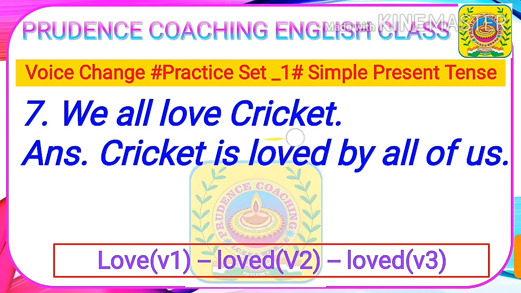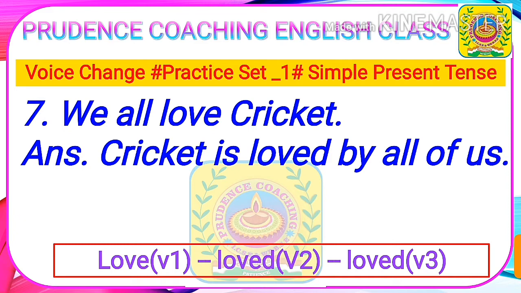Here the object of the active voice is cricket, which will become the subject of the passive voice, and here the verb is in simple present tense, and the statement is in affirmative sentence. So according to the new subject, that is cricket, which is third person singular, we need to choose a be verb that is from is, am, or are. Here cricket is third person singular, so we will use is after that, and we need to write the V3 form of the given verb. Love will become loved in the V3 form or the past participle form.